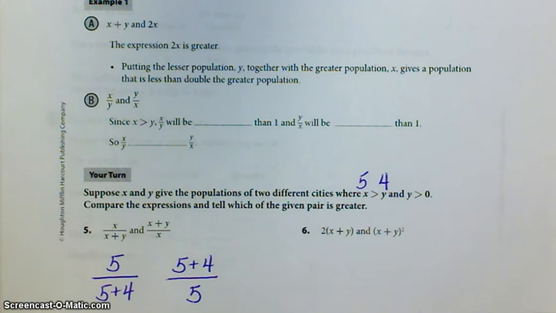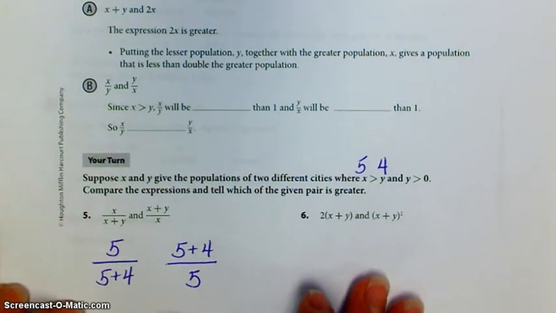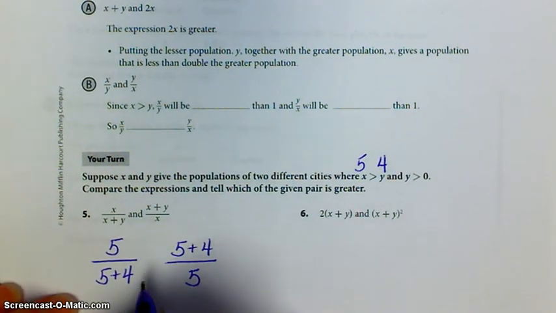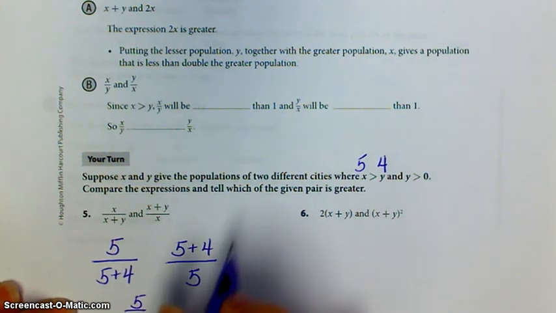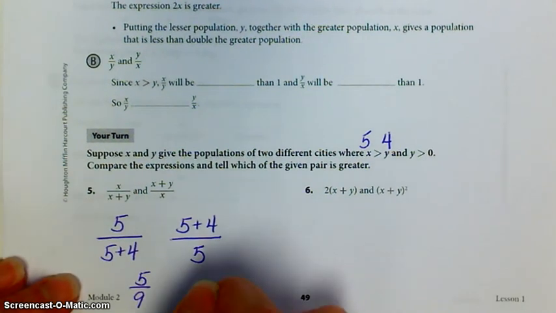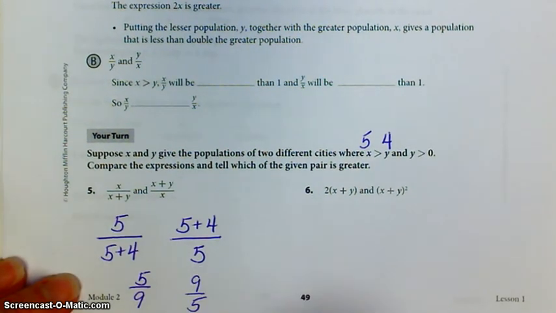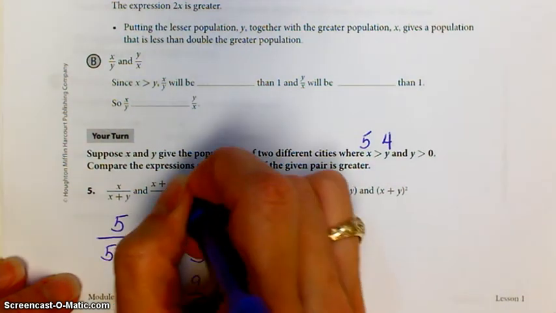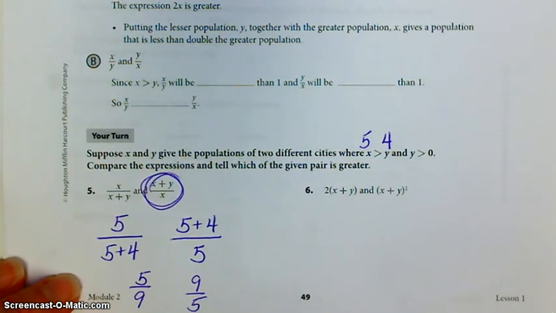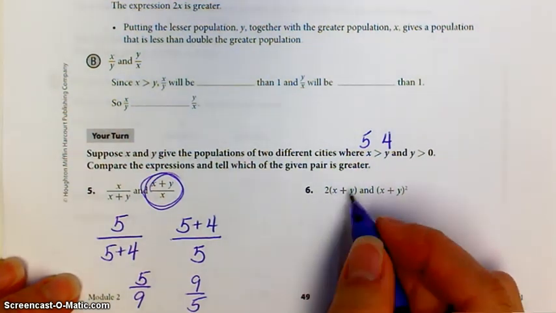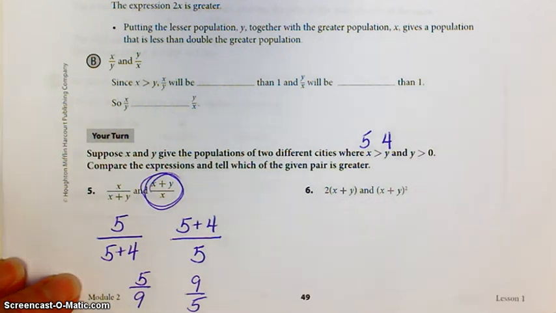All right, hopefully when you do it that way, it starts to make a little more sense and become more obvious. You can keep it just as the letters. Maybe it's obvious to you, but I'm a number person. So this is going to turn into like 5 over 9. This one turns into 9 over 5. So it says compare the expressions and tell which of the given pairs is greater. This one in that particular situation is going to be greater.